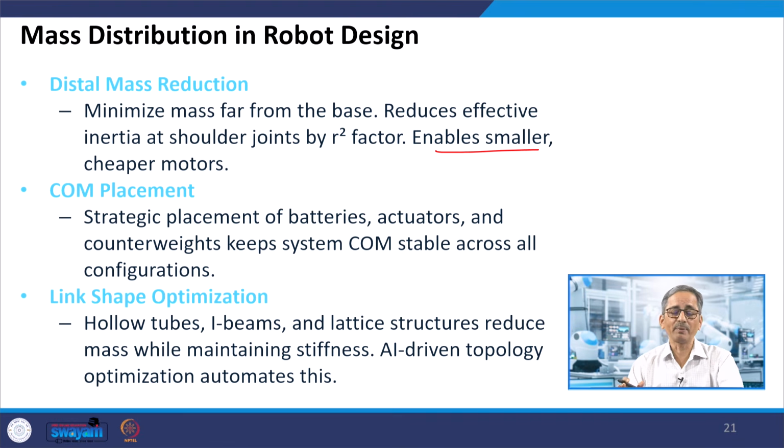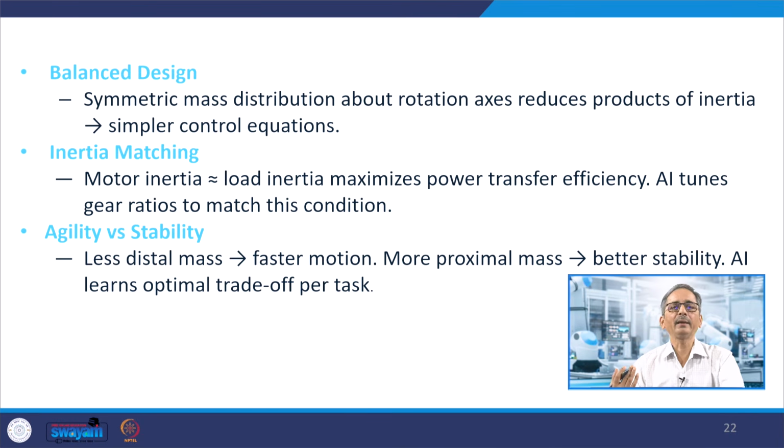Then the link shape optimization. We do not want links to be heavy, otherwise our actuators are going to be of higher capacity, bigger gear motors and all. So, hollow tube, I-beam and lattice structures reduce mass while maintaining stiffness. So, AI driven topology optimization can automate this aspect. Then balanced design: we need to have a symmetric mass distribution about the robot rotation axis, which reduces the product of inertia. So, the control equations are going to be simpler.